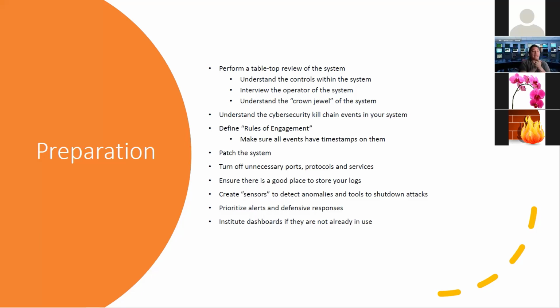Okay. And then lastly, institute dashboards if they're not already in use. Very important. Get those dashboards in there so the operators get used to it, so your incident response teams know what they mean. If you wait till the event is going to happen and don't prep people to do it, it's too late. That's another soapbox I'll get on for now.